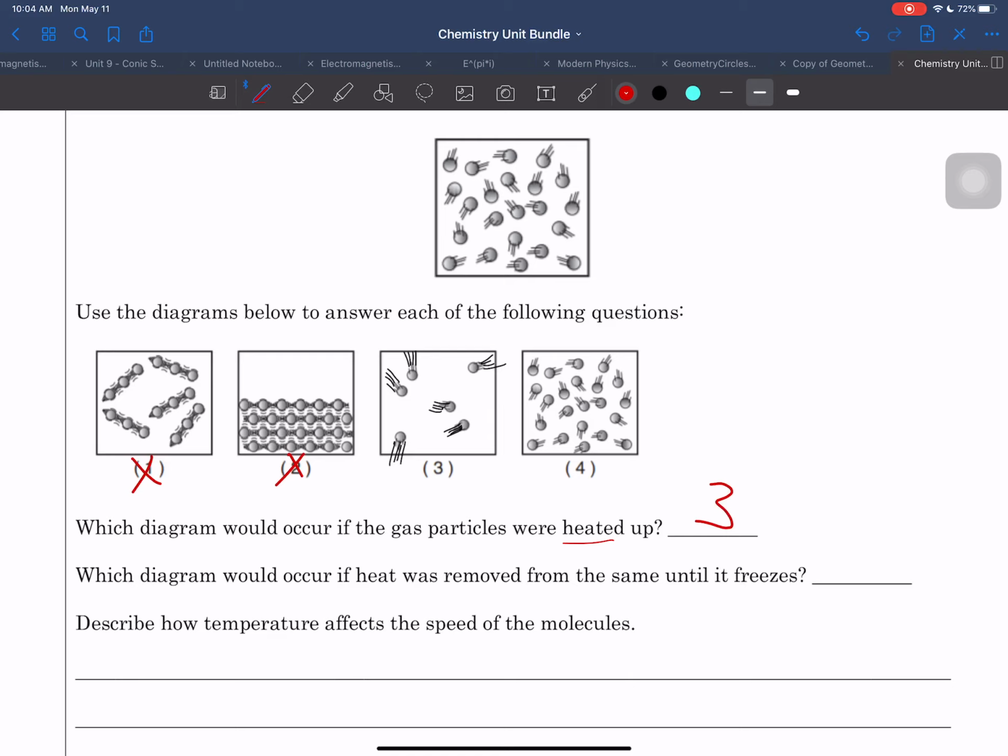Which diagram would occur if heat was removed from the same until it freezes? So that would be going to a solid. So let me get rid of these X's. That definitely gets rid of choice 4 and 3 because those are still in the gas form. I would say choice 2 because everything's at the bottom. They're bonded together. You can see these little lines in between them, meaning they're bonded together. So that one would be choice 2.